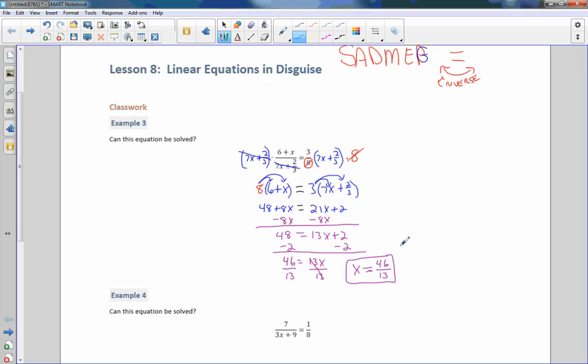13 will go into 39, and it won't go into 46. 13 is prime, so this will not reduce.